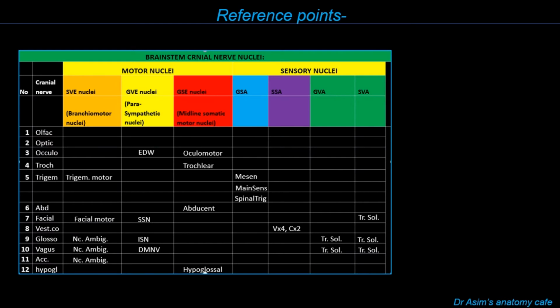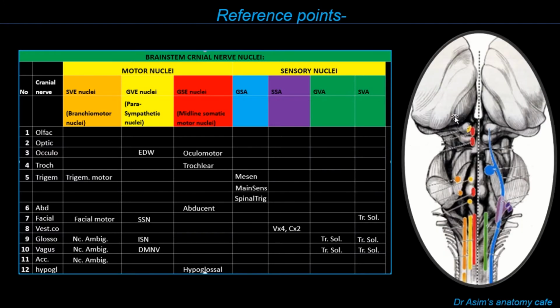Now, while describing each cranial nerve in this lecture and in the subsequent ones, I'll be using this table as a reference point to find out which cranial nerve nuclei contribute to the formation of which cranial nerves. And then we'll be building upon our description of each cranial nerve from over there.